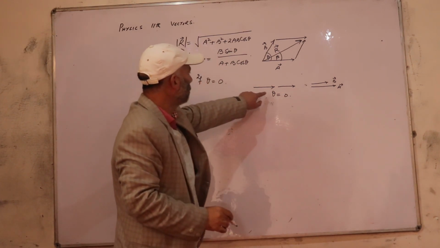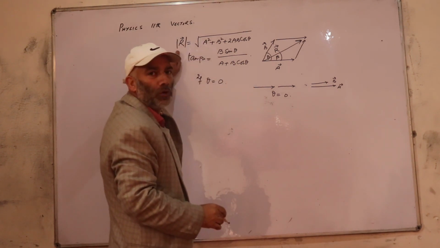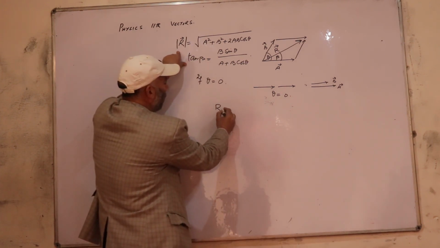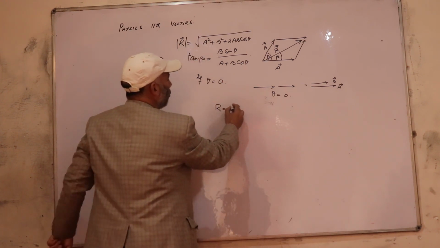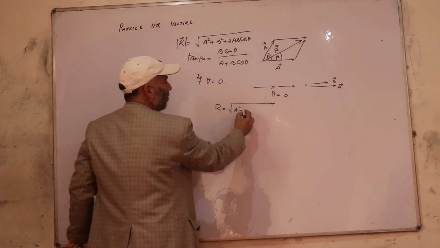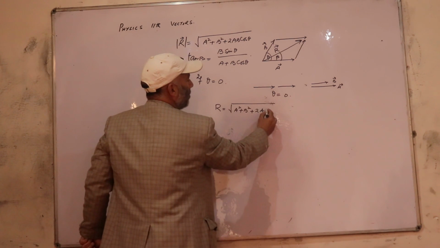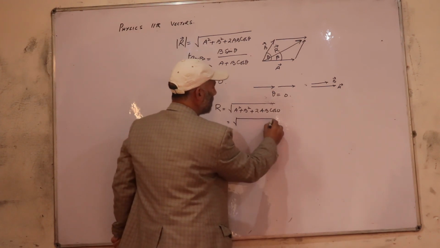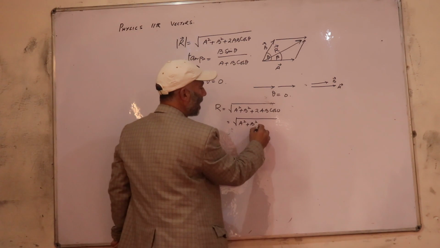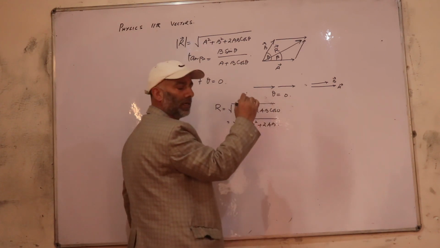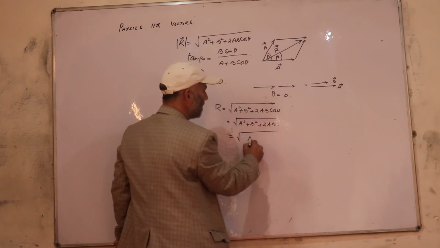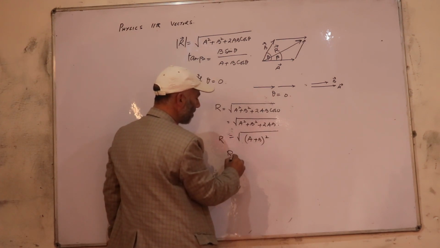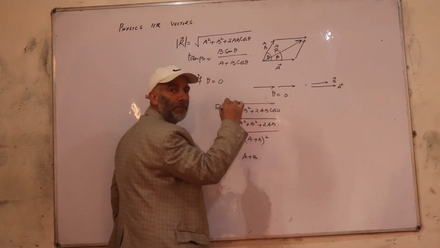So, let's talk about it. If theta is 0, what will happen to the magnitude of the resultant, and what will happen to its direction? The magnitude of the resultant will be equal to root of A square plus B square plus 2AB cos 0. Since cos 0 is equal to 1, this is A square plus B square plus 2AB, which can be written as A plus B whole square. The square and root cancel, so finally the resultant is equal to A plus B.